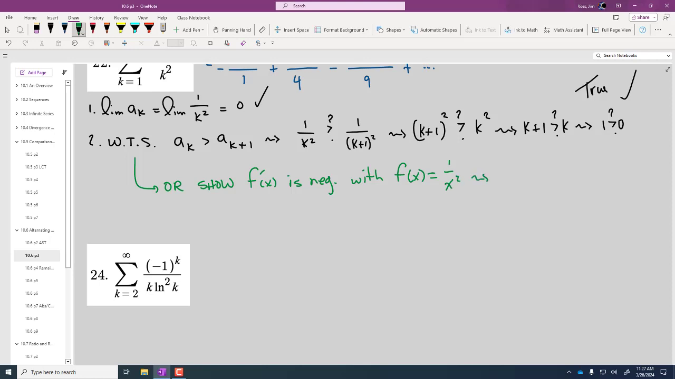So let's take the derivative. This is x to the negative 2, so we get negative 2 x to the negative 1. Everyone follow that? Pull it up, x to the negative 2, pop down the coefficient. Did I do it right? I think negative 3. So that's going to be an x cubed right there.